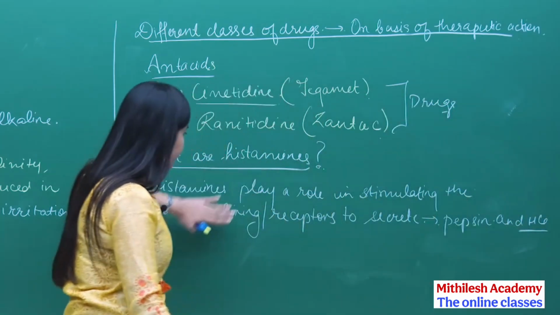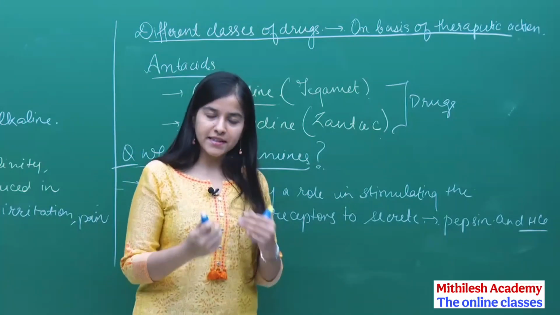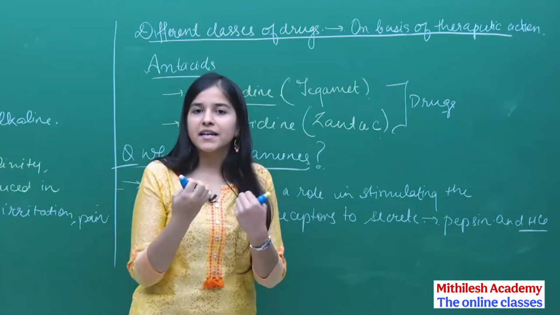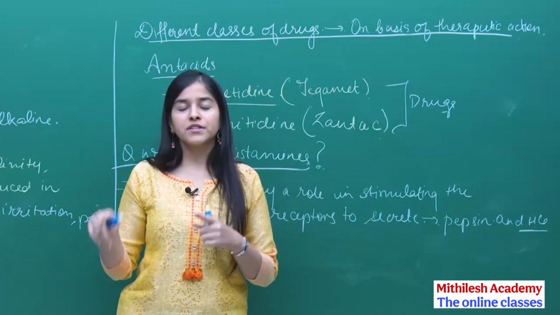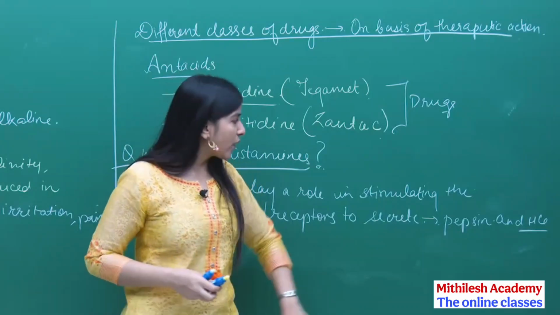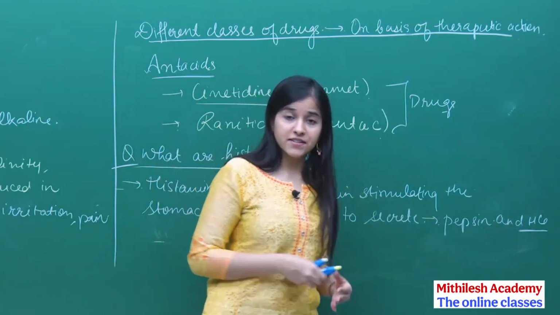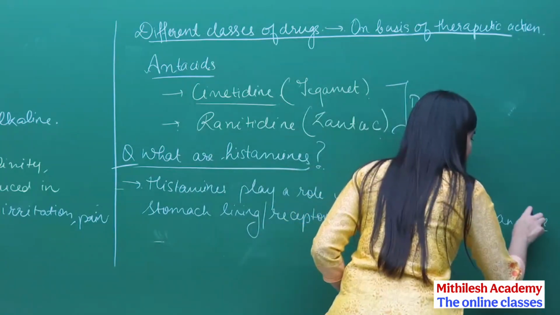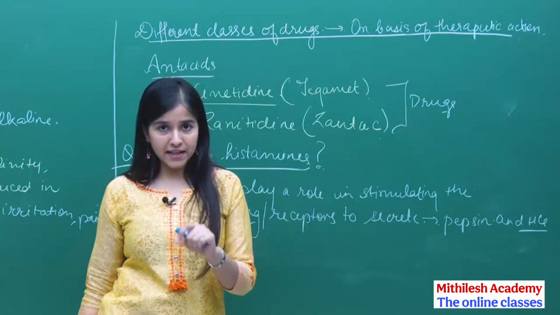So basically histamine is playing a role in stimulating the receptors, then the receptors receive the message, they get to know that you need to digest the food, and that is the case when the glands start secreting pepsin and HCl. Here I have written this as hydrochloric acid. So that is the functioning of histamine.